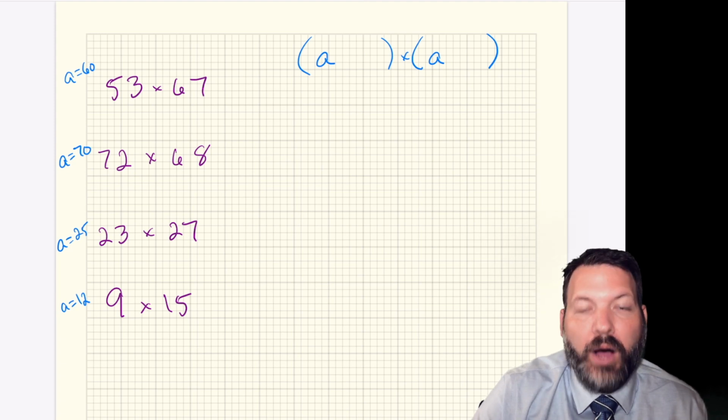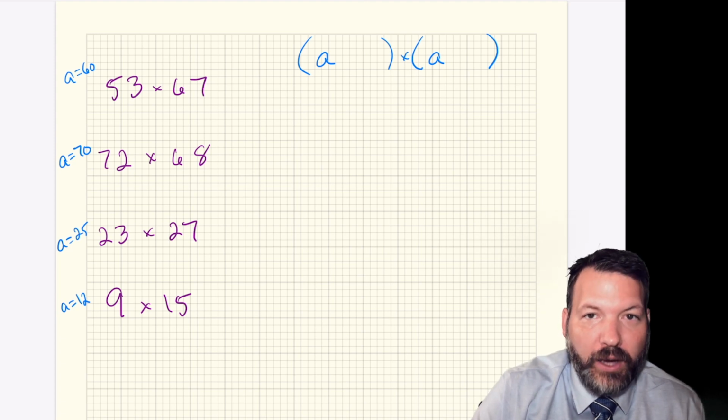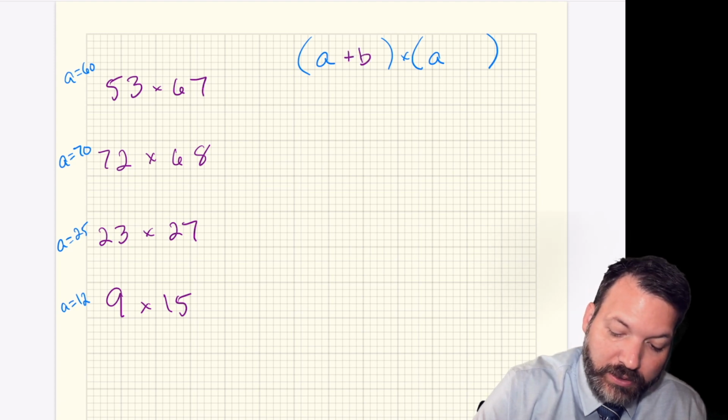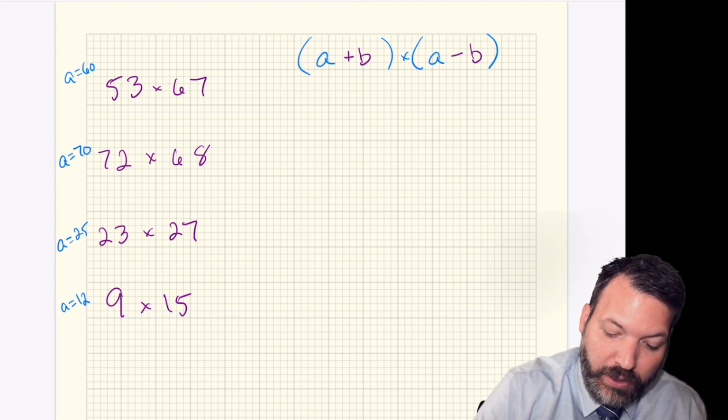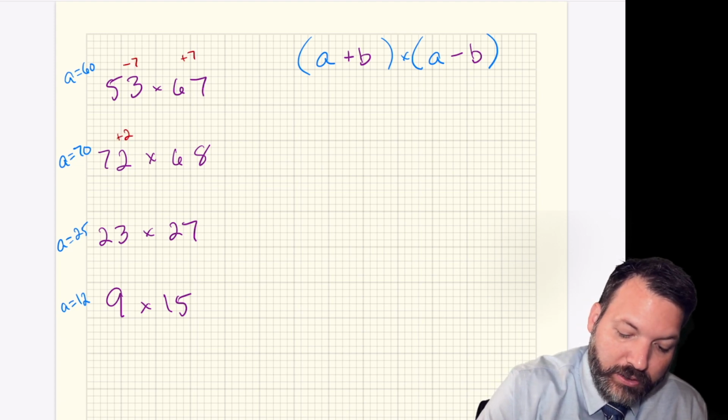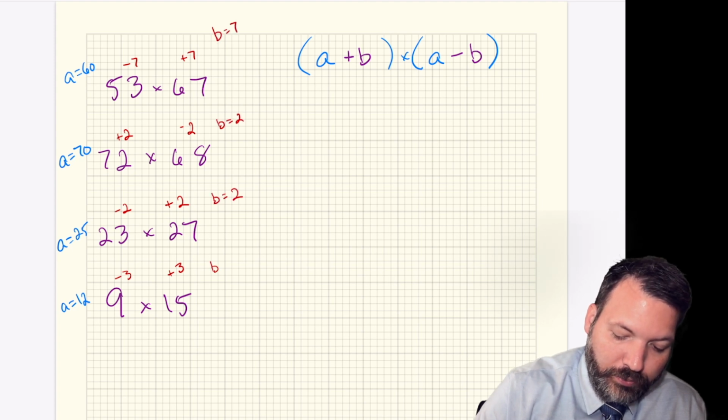And then I need to go up and down the same amount from that number. So plus or minus B. And that's what we'll fill in next. Plus B and minus B. It goes minus 7, plus 7, plus 2, minus 2, minus 2, plus 2, minus 3, plus 3. So we would say B is 7, 2, 2, and 3.